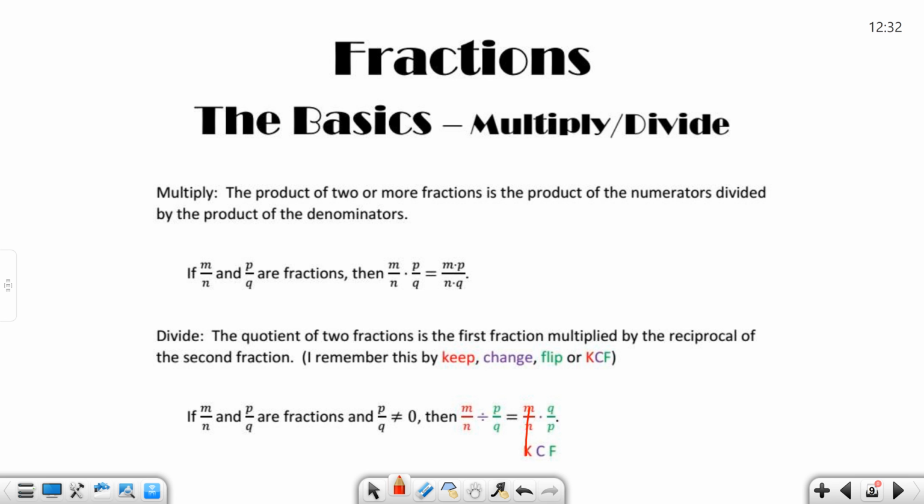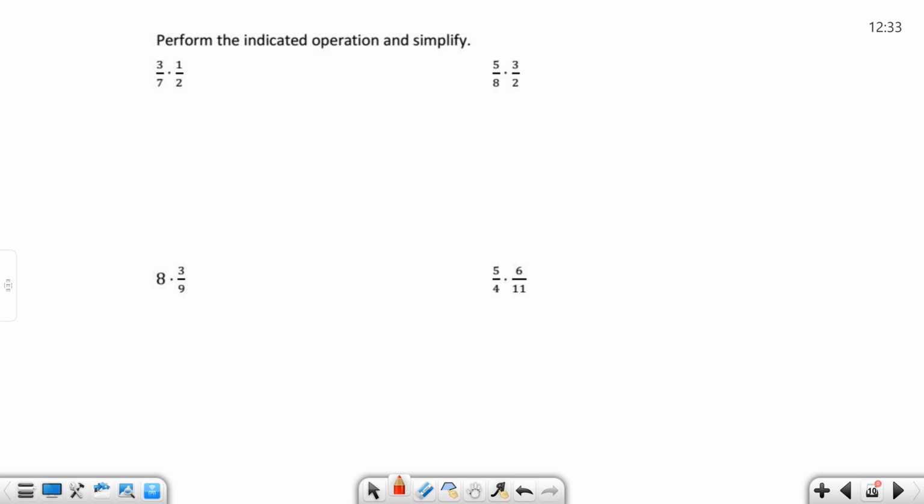So here, keep, change, flip, right? So perform the indicated operation and simplify. So here, you need to identify what you're doing first. So what am I doing with 3/7 and I have a dot and then 1/2? I am multiplying, right? Don't just blindly run into a math problem and go, hey, let me just do something. No, it never works. I mean, it might, but it's by accident. You always identify what you're doing before you start doing it, right?